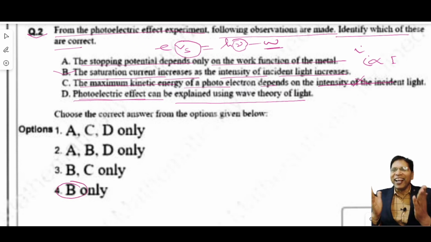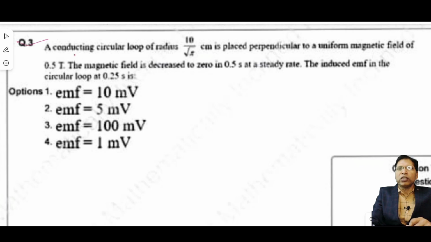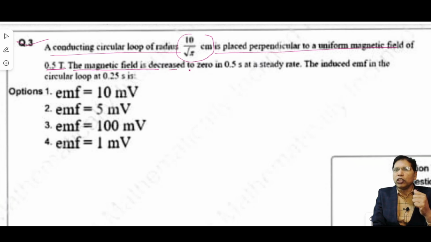Okay, understood? Next. Now look at question number 3. A conducting circular loop of radius 10 by root pi centimeter is placed perpendicular to a magnetic field of 0.5 Tesla. The magnetic field is decreased to 0 in 0.5 second at a steady rate. Find the induced EMF. Now look at this. The data given, area A equals pi r square. R is 10 by root pi.